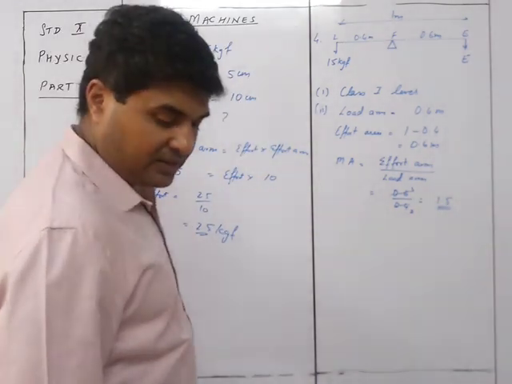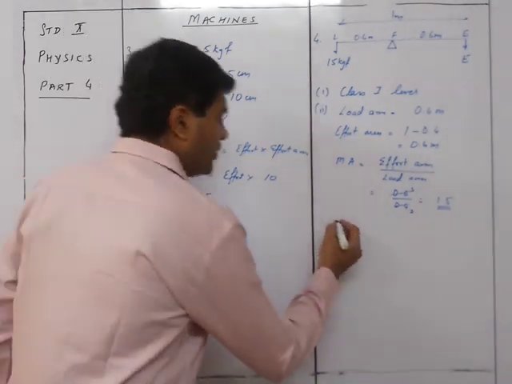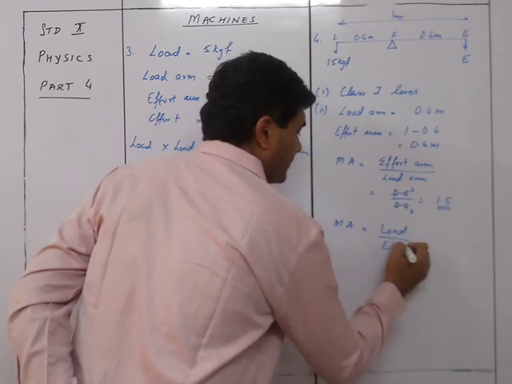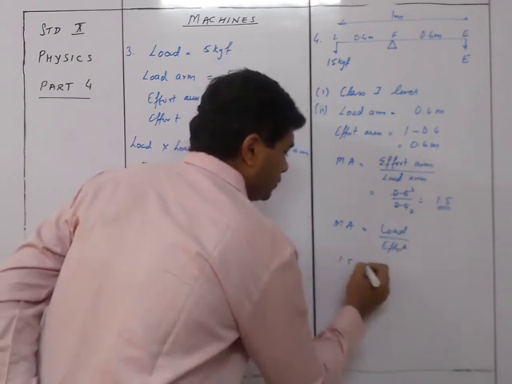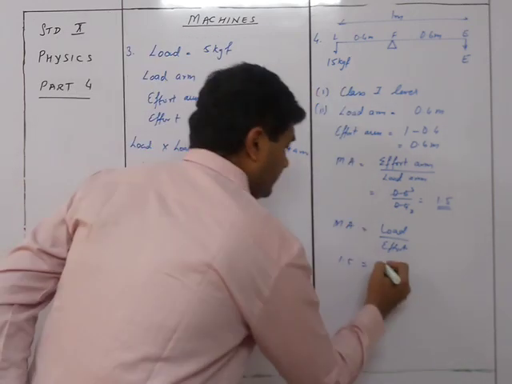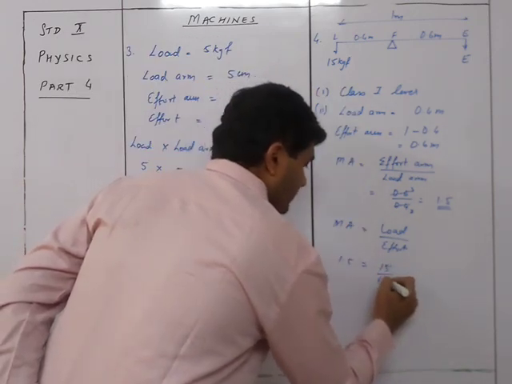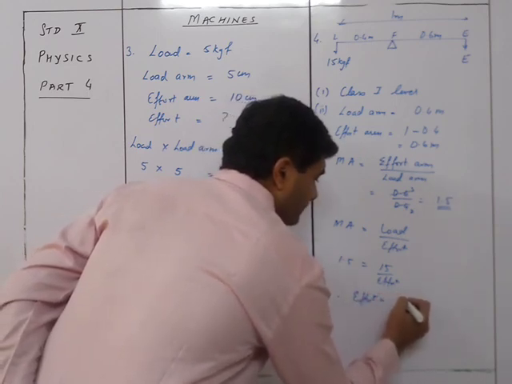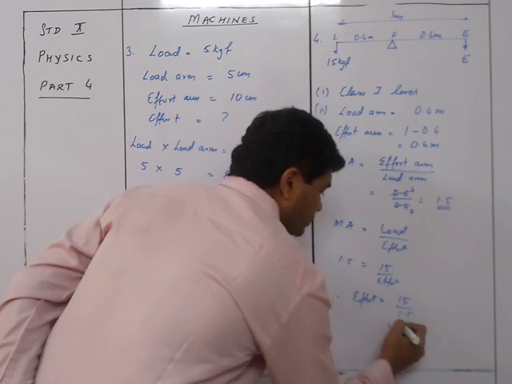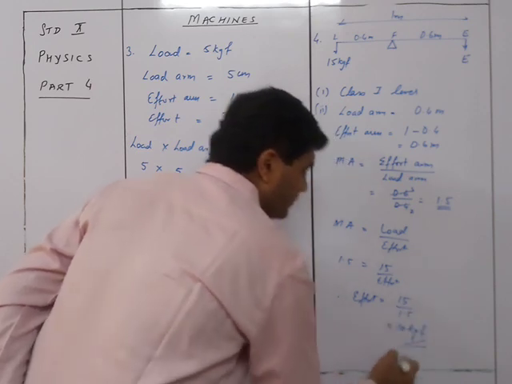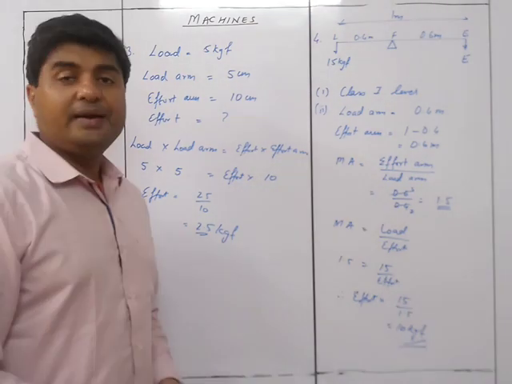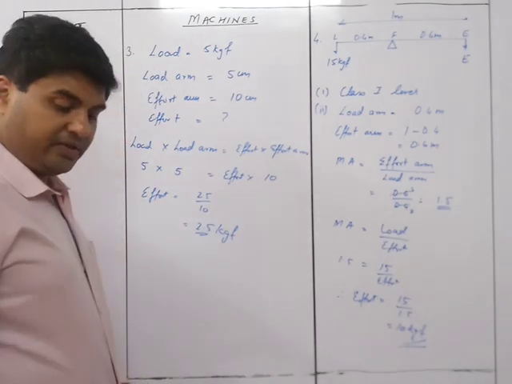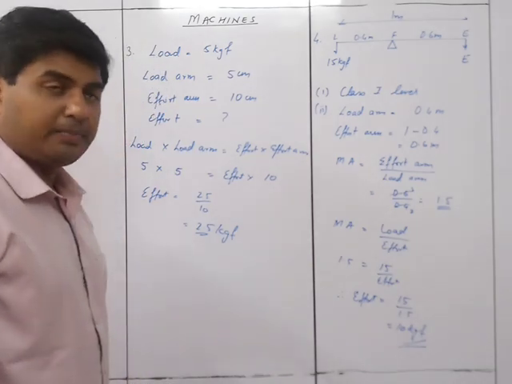You now need to calculate the effort. So we can use the same formula. MA is equal to load upon effort. So accordingly 1.5 is equal to load upon effort. Now the load is given to you as 15, and effort is what you need to find out. Therefore effort is equal to 15 upon 1.5, which is 10 kgf. So the effort required will be 10 kgf. Easy ones. We move on to sum number 5.